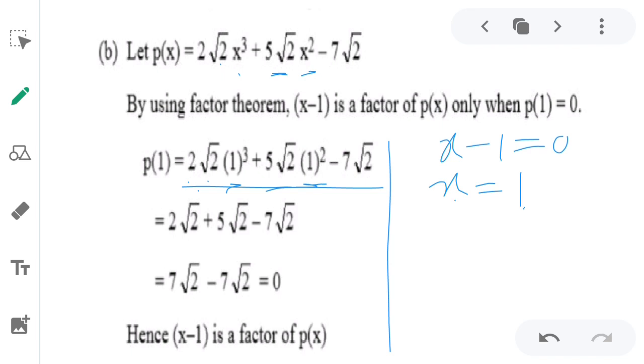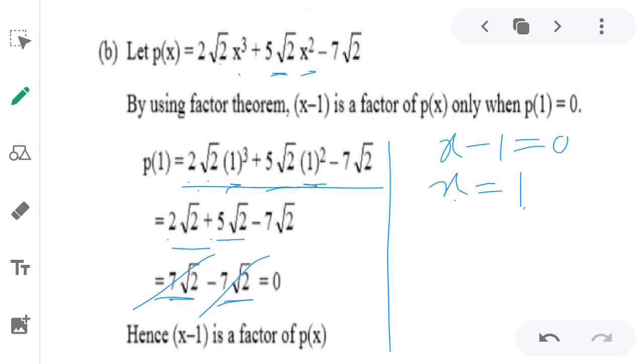2 root 2 into 1 cube is 1, so 2 root 2 into 1 is 2 root 2, plus 5 root 2 into 1 square is 1, 5 root 2 into 1 is 5 root 2, minus 7 root 2. Now if you add these two, 2 root 2 plus 5 root 2 is 7 root 2, minus 7 root 2. Cancel these two, we got the answer 0. Hence x minus 1 is a factor of p of x.